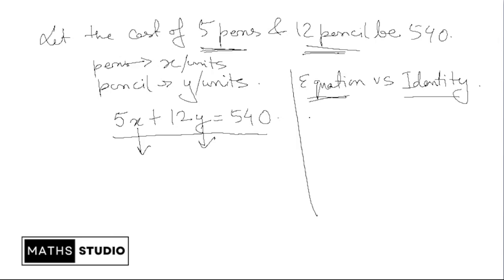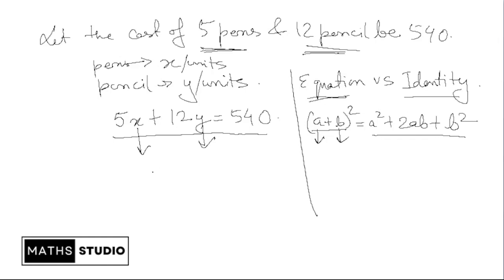Let us try to understand with an example. Example of an identity is: (a plus b) whole square is a square plus 2ab plus b square. Example of an equation is 5x plus 12y equal to 540. Okay, so what is the difference between these two? The difference will be, for any value of a and for any value of b, the left hand side will always be equal to the right hand side. Okay, so that is why this is known as an identity.